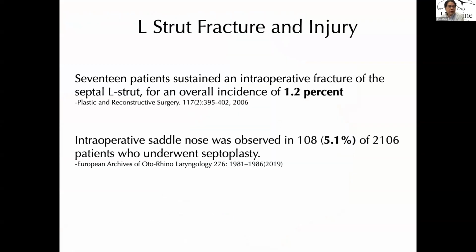This is Jack Gunner back from '06. He had an incidence of 1.2%. I think they had 117 Keystone injuries that they repaired. So that's a man with a lot of experience. There was a paper from general otolaryngologists looking at saddling related to septoplasty, and they had a 5.1% rate out of 2,100 patients. So something is going on. Maybe it's overzealous L-strut resection or unrecognized disarticulation of that from the quadrangular cartilage.